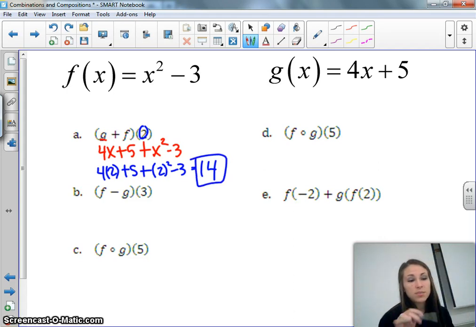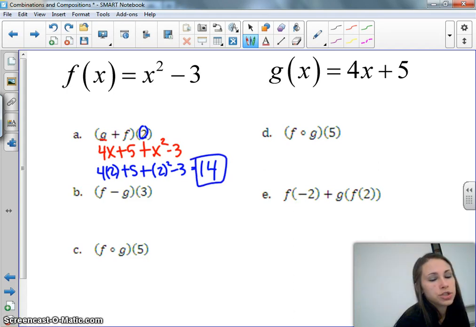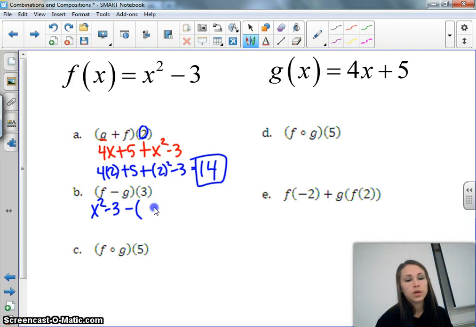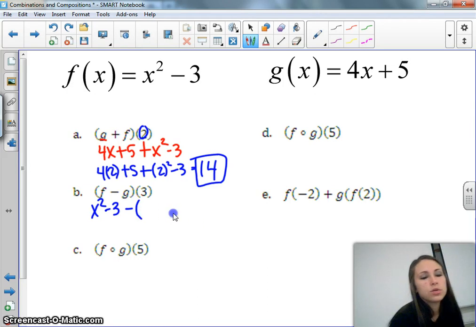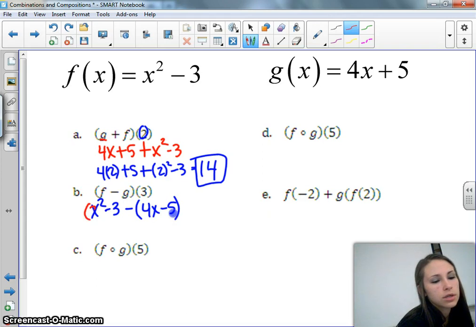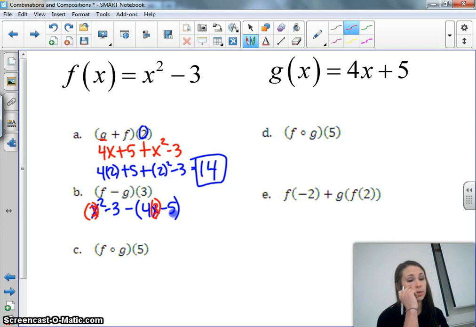Alright, I'm going to do the same thing with part B. This is f minus g. So f is x squared minus 3. Minus, I'm going to put this in parentheses because I want to make sure this negative goes to everything in g. And so g is 4x minus 5. Now, everywhere I see an x, I'm going to put a 3 this time. So this is going to be, I'm just going to write over this, 3 squared minus 4 times 3 minus 5. And then you can either just plug that into the calculator or work it out in your head.